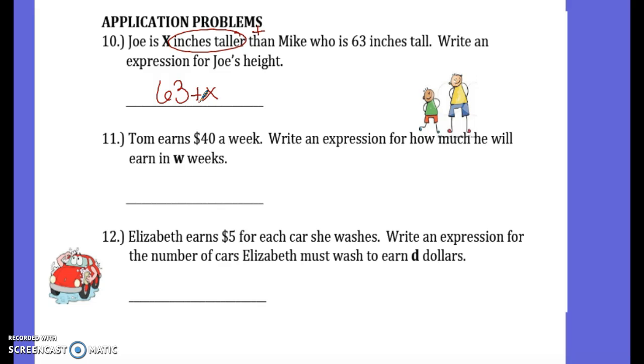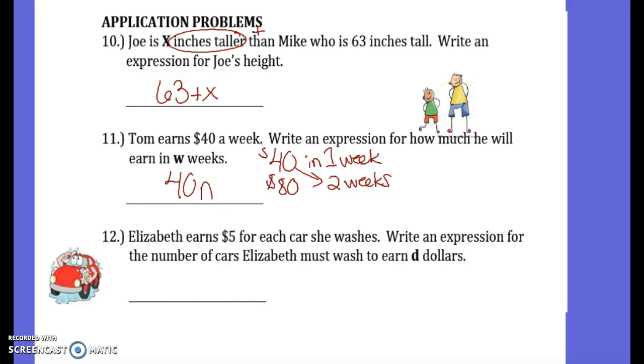If he earns $40 in 1 week, let's think about it. In 2 weeks, how much would he earn? Well, he'd earn another 40, so he'd earn 80. How could you get that? Well, how about 40 times 2? So it'd be 40 times n.